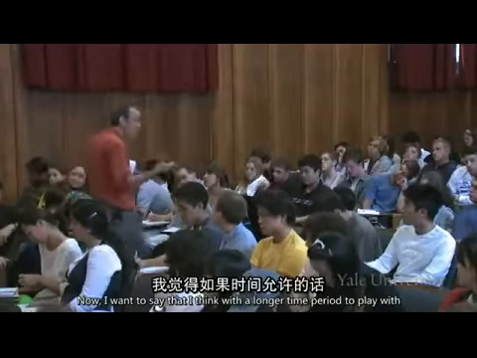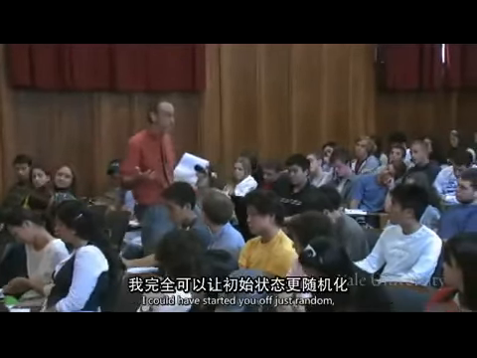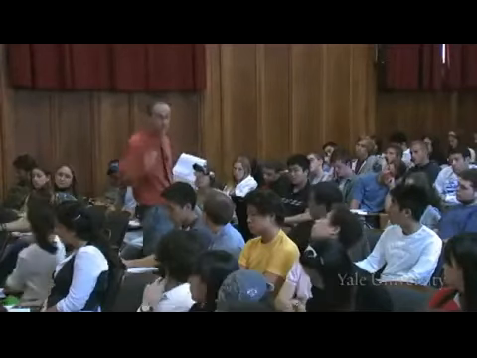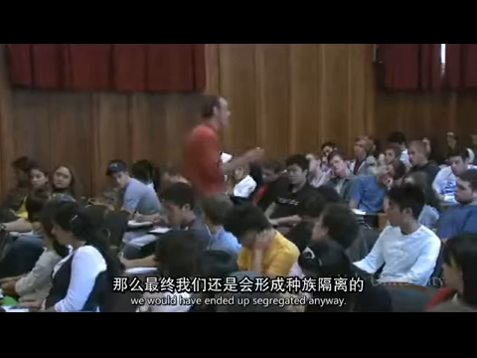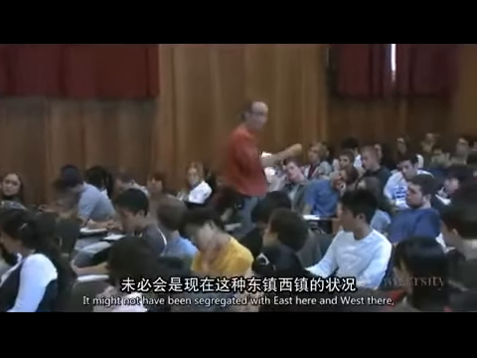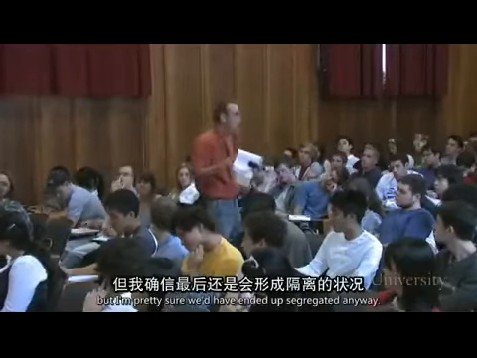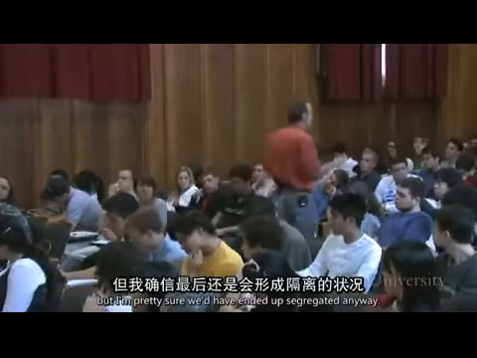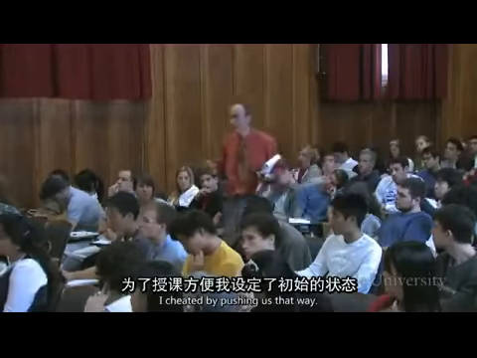Now I want to say that I think with a longer time period to play with, I could have started you off just random, just choose whatever. And if we played enough times, my guess is we'd have ended up segregated anyway. It might not have been segregated with East here and West there. It might have been the other way around. But I'm pretty sure we'd have ended up segregated anyway. I can't prove that because we wouldn't have enough time to do it. I cheated by pushing us that way.